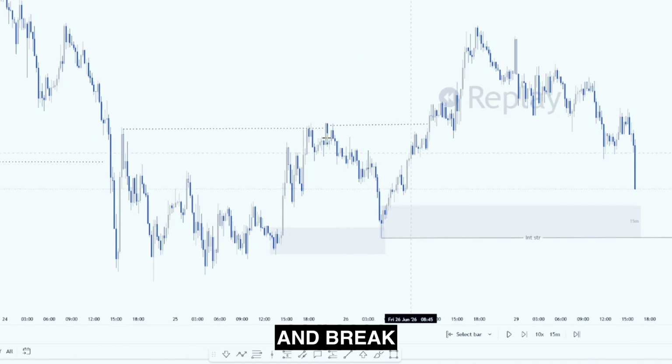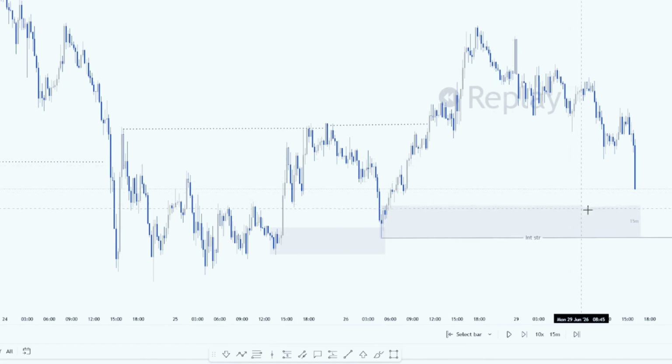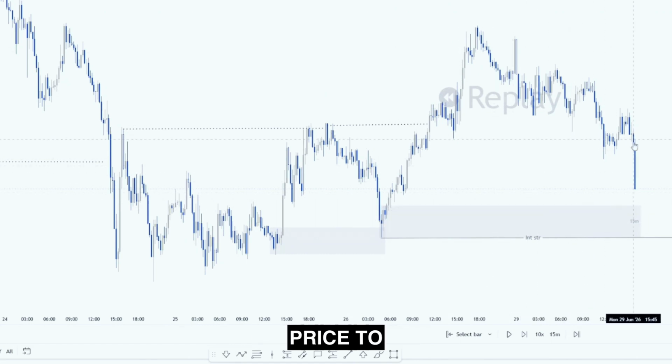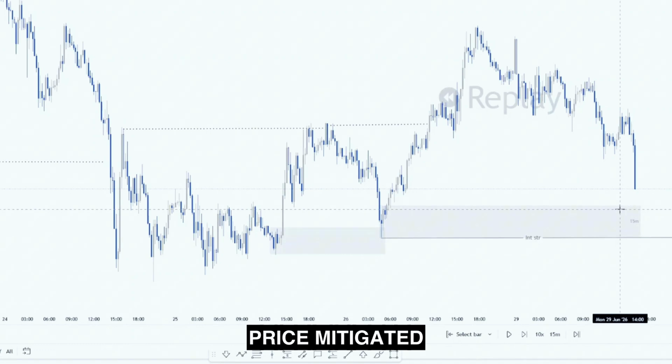As it pulled back, it broke a structure here. Once it took out this structure, what do I expect? I would expect price to either pull back and mitigate this demand zone. This is my intermediate time frame, and this is the time frame where, whenever price reacts to any demand or supply zone that I draw, immediately price mitigates it, I try to look for my entry.